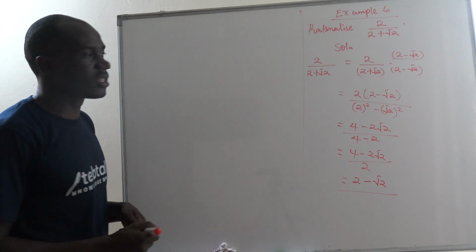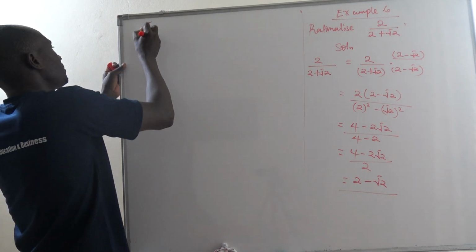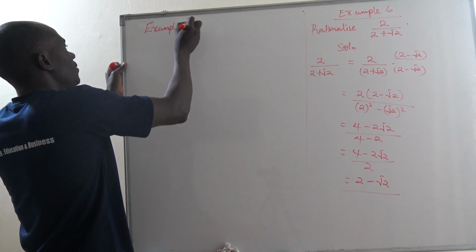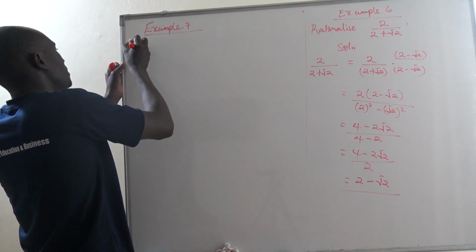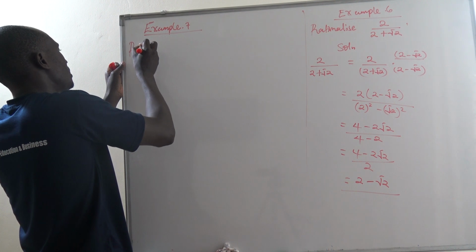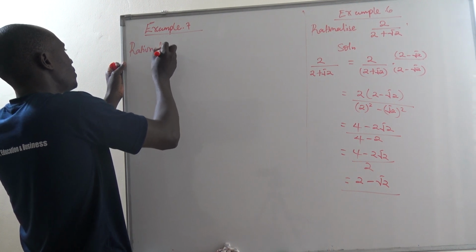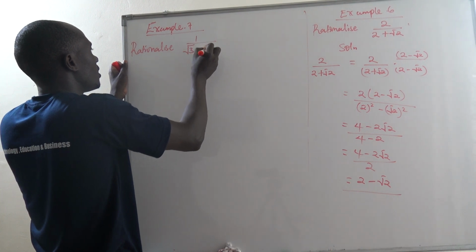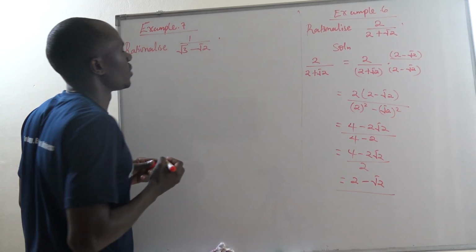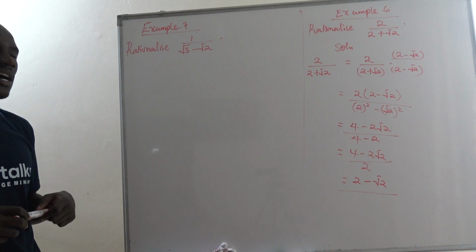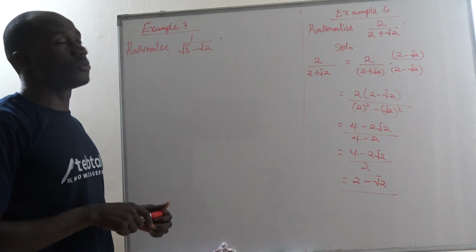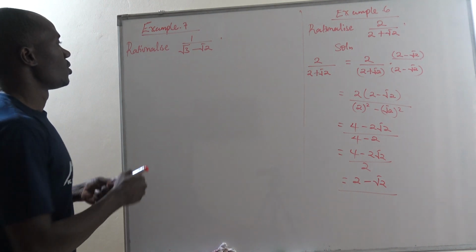So another example, that is example 7, goes: rationalize 1 all over root 3 minus root 2. So what we're going to do, all of them, you can see they are under irrational numbers, but that doesn't stop you. You do the same.